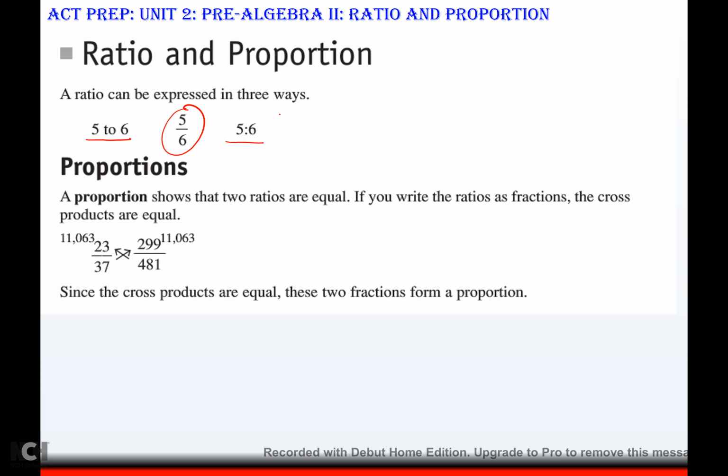If you write the ratios as fractions, the cross products have to be equal. The only way 2 fractions are equivalent is if their cross products are equal. If I multiply 23 times 481, I get 11,063. If I multiply 37 times 299, I get 11,063. Since the cross products are equal, these 2 fractions form a proportion. Okay?